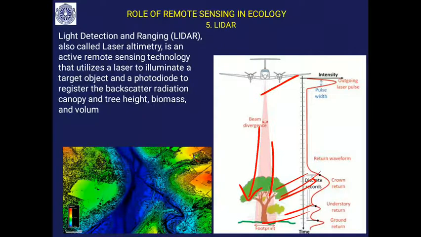So what the scattered radiation gives us is canopy and tree height, biomass and volume; all these you will be able to see. This is the aerial view of a river, and also of small forests and agriculture areas; all these we can get with this remote sensing technology called LIDAR. This is also very useful. It gives entire information regarding the depth of objects.